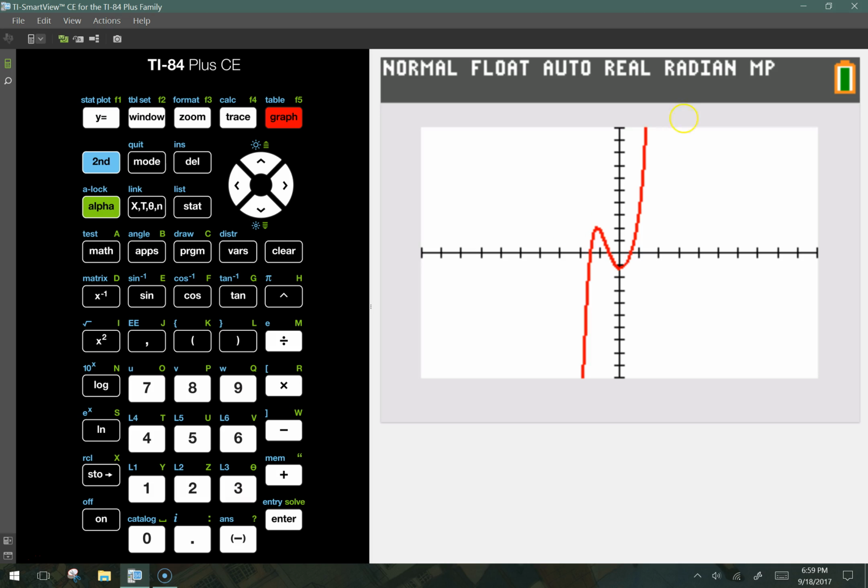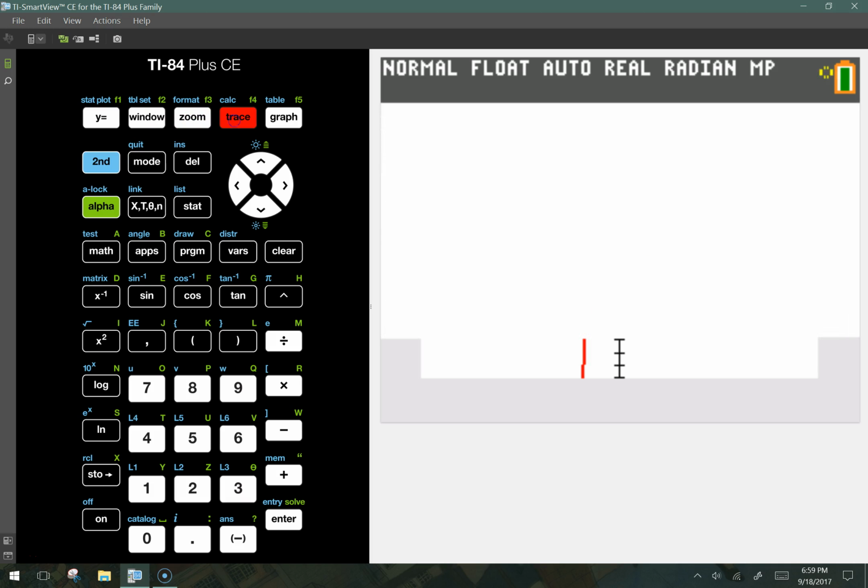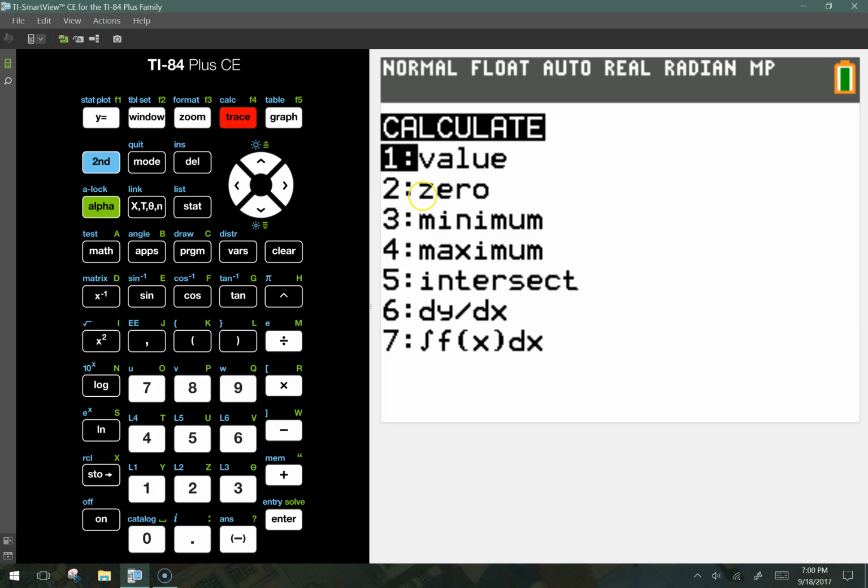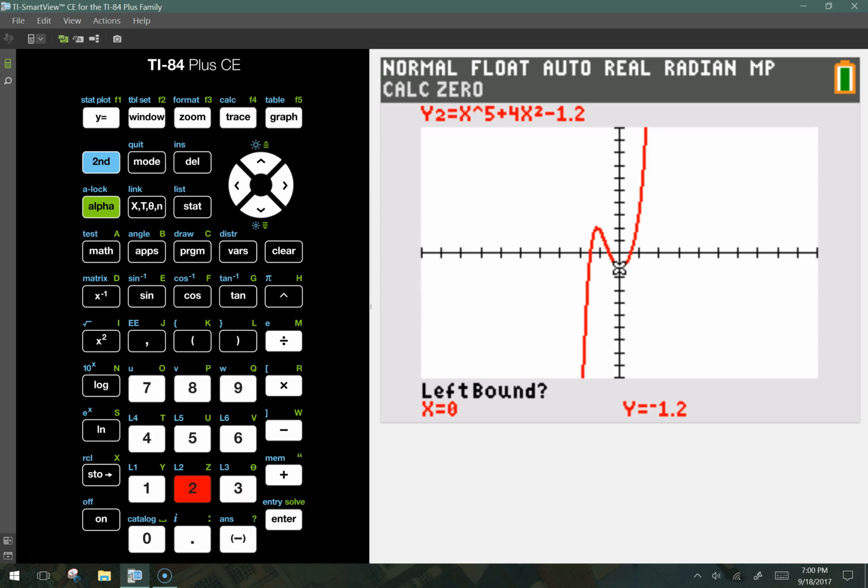All right, so I see a couple of things when I look at this graph. In terms of x-intercepts, I see 1, 2, 3 of them. So I'm going to use second trace and then the zeros option 3 times to find all of those roots. I also see a relative maximum and a relative minimum, so I'm going to do those as well for you. So let's go to second trace. I'm going to do the zeros first, so I'm going to choose the second option.